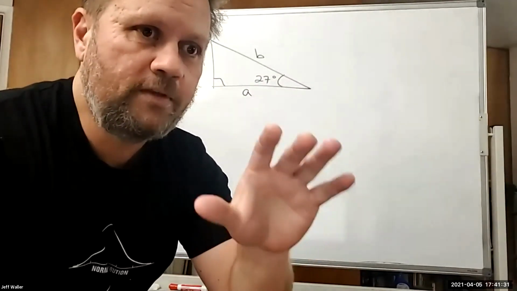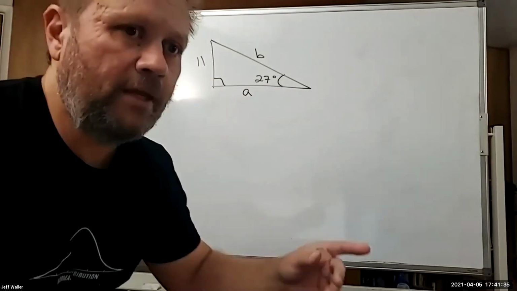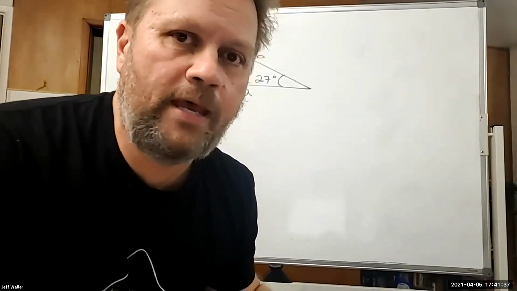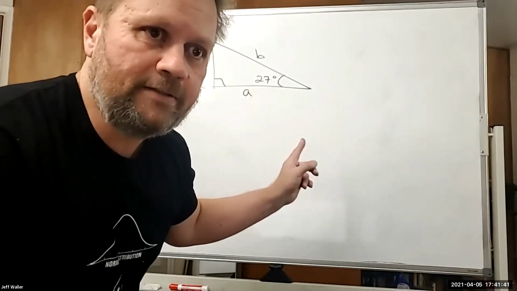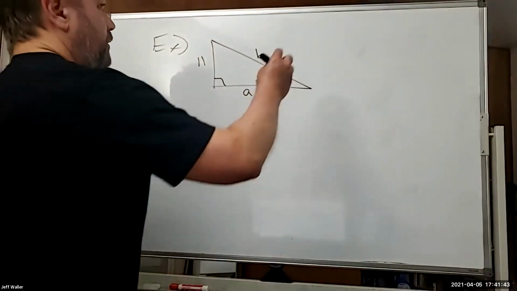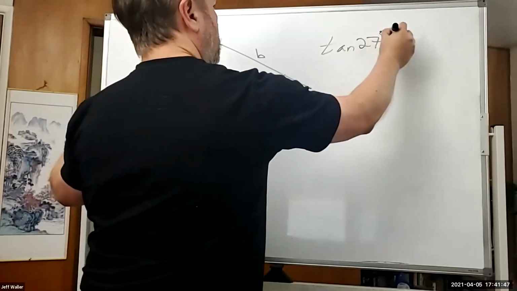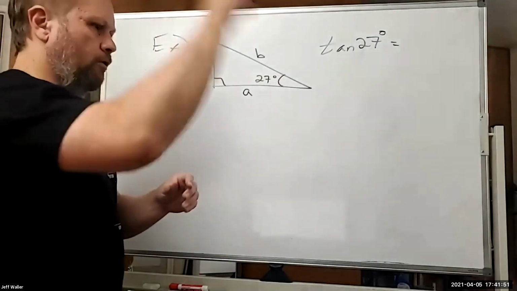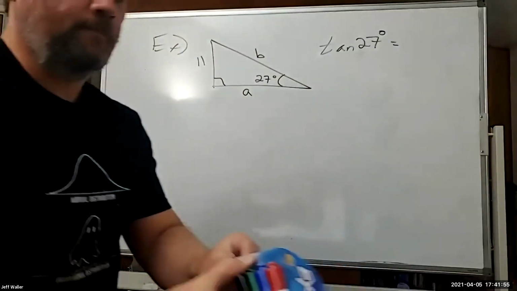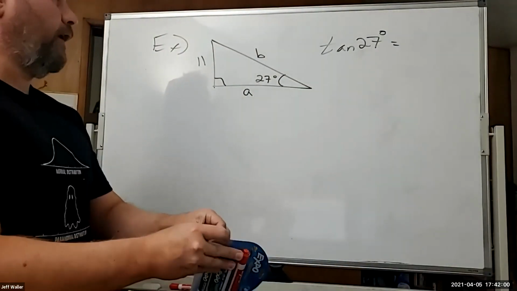Yes, this is a huge note to take. This is the kind of problem that trig functions just eat up. That is the most basic use of a trig function. So for example, what is tangent of 27 degrees? What would that be in this triangle? 11 over A. I love it.